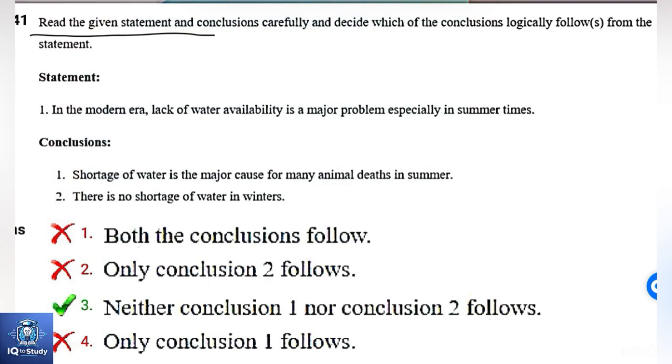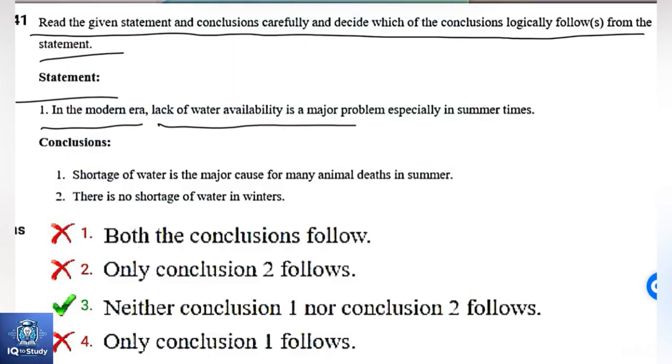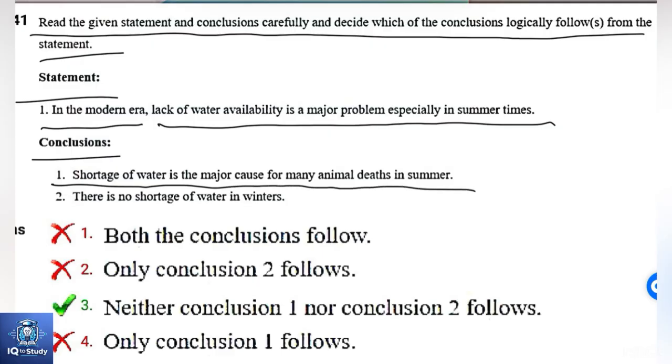Read the given statement and conclusions carefully and decide which of the conclusions logically follow from the statement. The given statement is: in the modern era, lack of water availability is a major problem, especially in summer times. Conclusion 1 is: shortage of water is the major cause for many animal deaths in summer. It is not discussed in the statement, so it does not follow. Conclusion 2 is: there is no shortage of water in winters. It is also not discussed and it is also wrong. So option 3, neither conclusion 1 nor conclusion 2 follows, is correct.